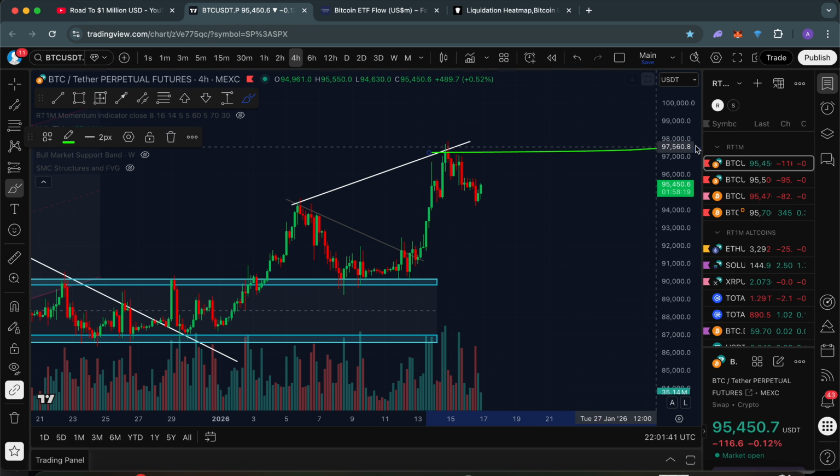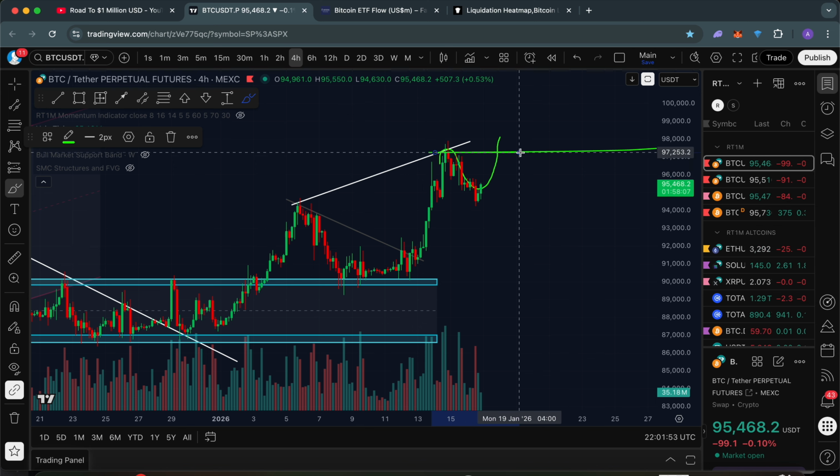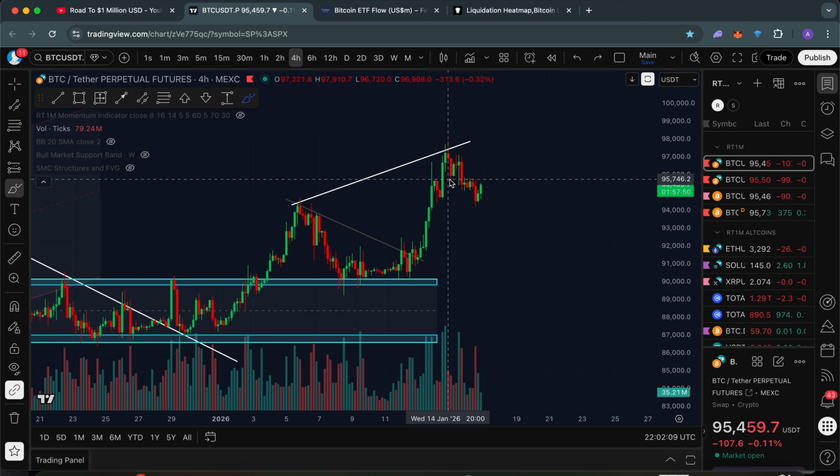Now, keep in mind that the point of invalidation for this bearish divergence is if we get candle closes above this 97.3k level. If you start to see this happen, then this completely opens the door to more bullish price action once again. Although simultaneously, we are now trading inside a weekend, and usually over the weekend, we have pretty low volatility.